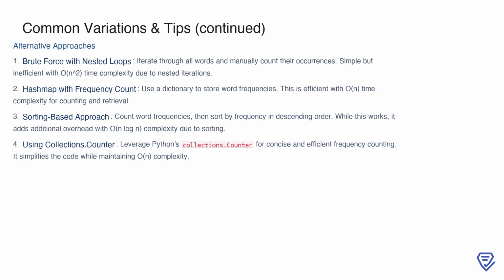Another option is sorting based. You first count the word frequencies and then sort them in descending order of frequency. This method works but introduces additional overhead, as sorting increases the time complexity to O(n log n). Finally, Python's collections Counter provides a concise and powerful way to handle frequency counting. It simplifies the code significantly while maintaining an efficient O(n) complexity. Choosing the right approach depends on the context, but leveraging tools like Counter can often lead to cleaner and more effective solutions.